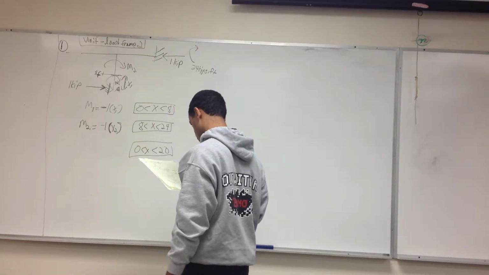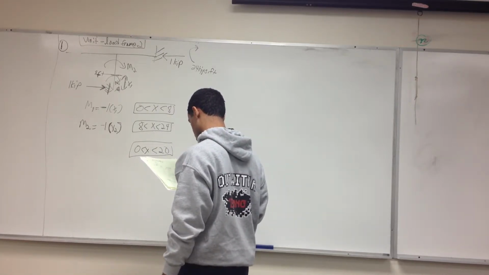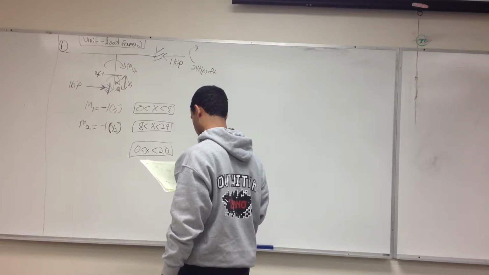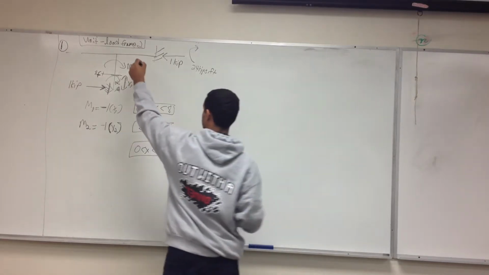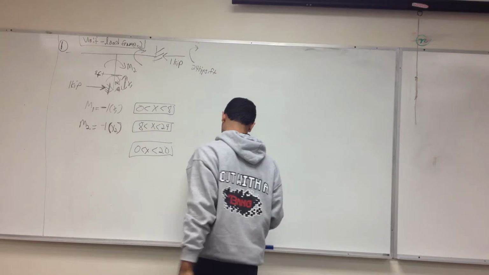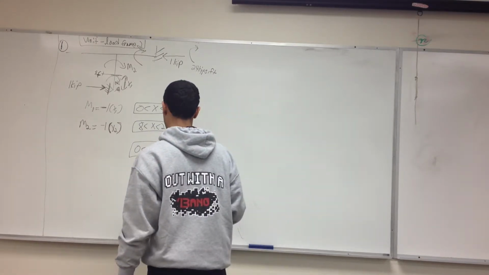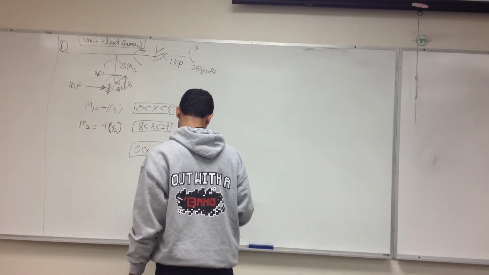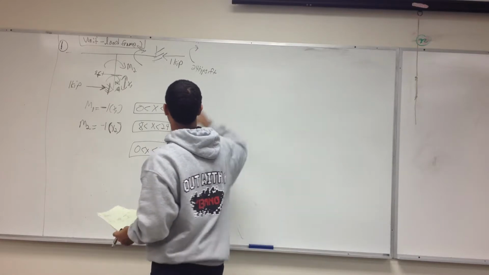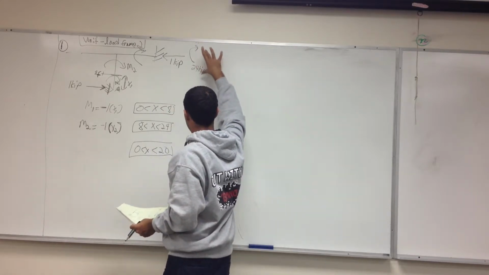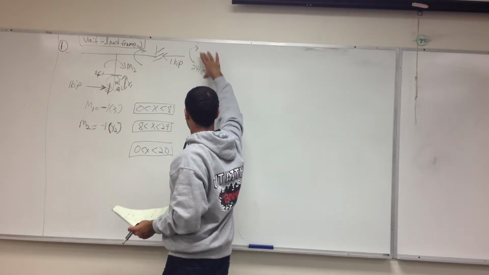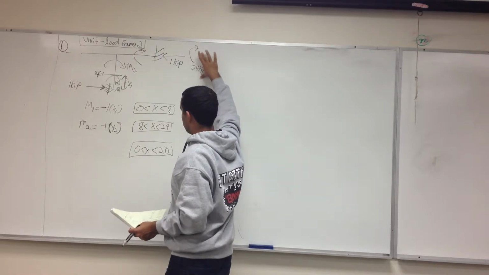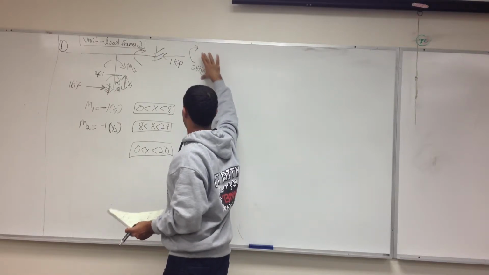From 3, we have M3 is going to be over here. We have our accumulations of moments. Now, we have our moment is 24 kips at the fixed, right? So we take advantage of that.